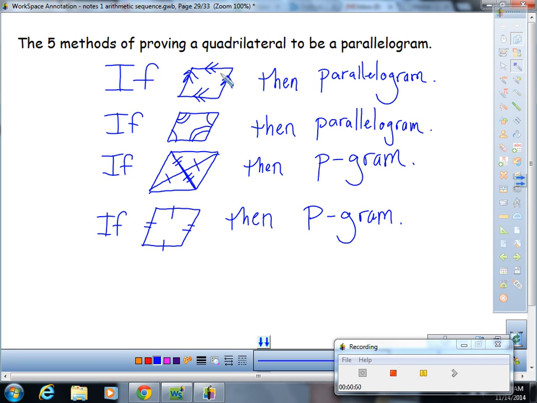This one, I don't think I've told you about yet. This is the only new piece of information for the day. So, if one pair of opposite sides are both congruent and parallel, then that quadrilateral, it's a p-gram. And those are your notes.